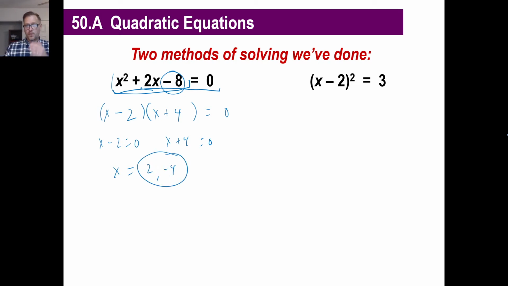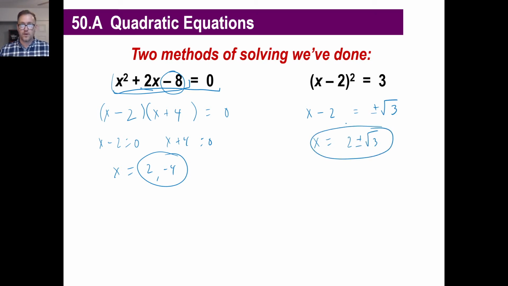We've also done, look at the right, we've done x minus 2 squared equals 3. Well, we know how to solve this, right? We just take the square root of both sides. That's plus or minus the square root of 3. And we move the -2 over, turns into +2, and there's our answer. So in other words, we know how to do those two, right?